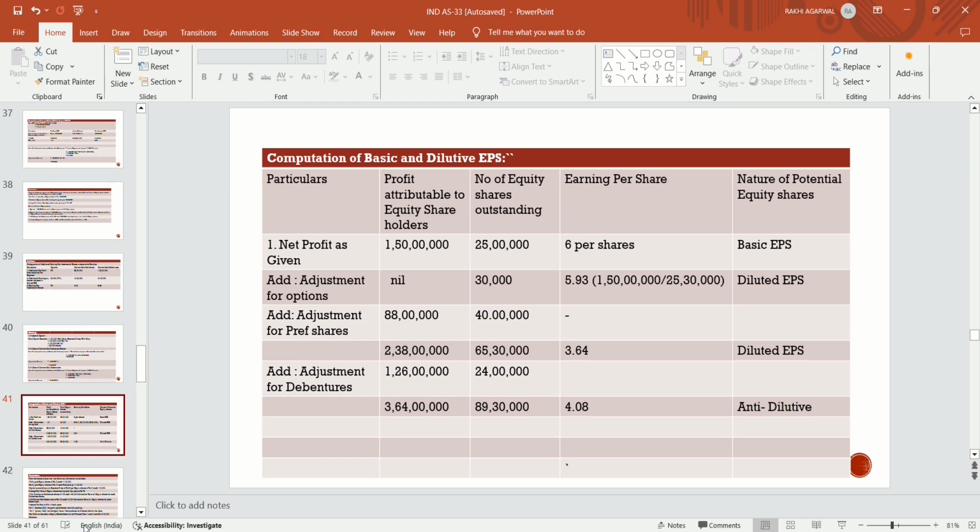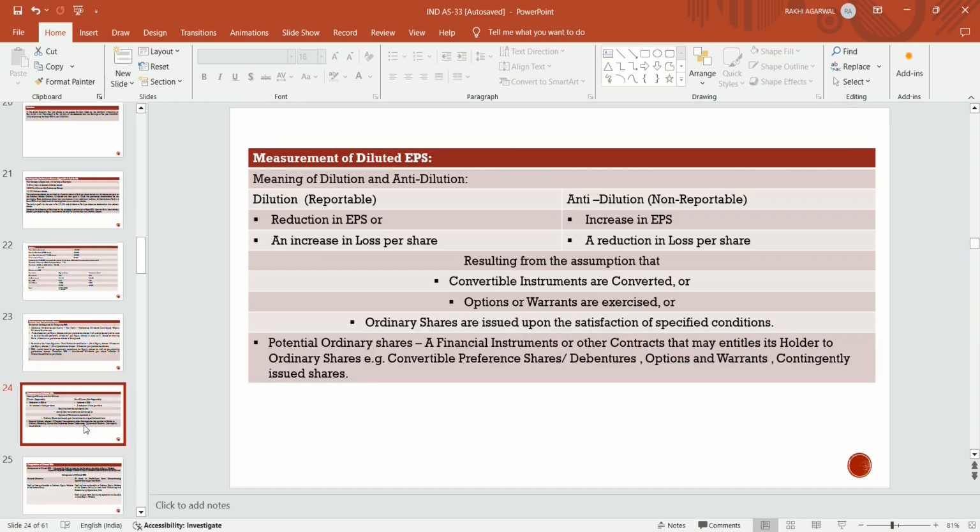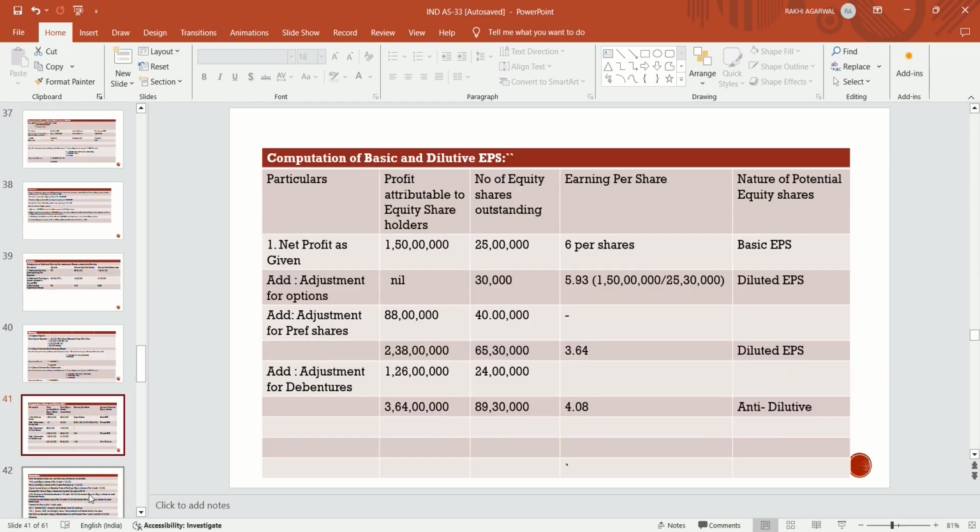If it is in a decreasing pattern, then it becomes a diluted EPS. As we had discussed in theory also, if there is a reduction in EPS, then it becomes dilutive, and if there is an increase in EPS, then it becomes anti-dilutive. If there is an increase in loss per share, then it becomes dilutive, and if there is a reduction in loss per share, then it becomes anti-dilutive. Here the EPS is increasing from 3.64 to 4.08, so it is anti-dilutive. In this way we check whether the EPS is dilutive or anti-dilutive.